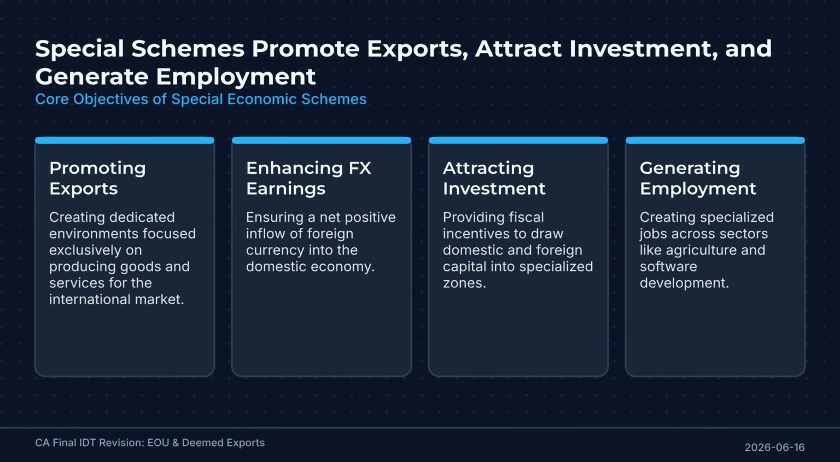The government created EOU, EHTP, STP, and BTP schemes to encourage exports, attract investments, and generate employment. The idea is simple: create a business environment where units focus primarily on serving international markets. As exports increase, foreign exchange earnings rise, strengthening the economy. At the same time, attractive incentives encourage both domestic and foreign investors to establish businesses in India. Ultimately, these investments create jobs across sectors, ranging from agriculture and biotechnology to software development and electronics manufacturing.